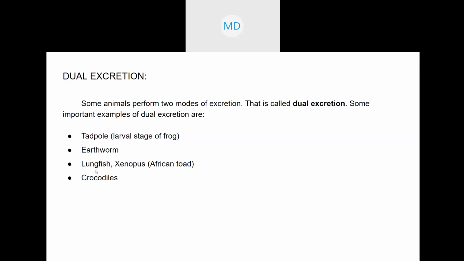So lungfish and Xenopus go for hibernation in the mud. When they go for hibernation, they show ureotelism, or they become ureotelic. But otherwise, when they live in the water, they are ammonotelic.